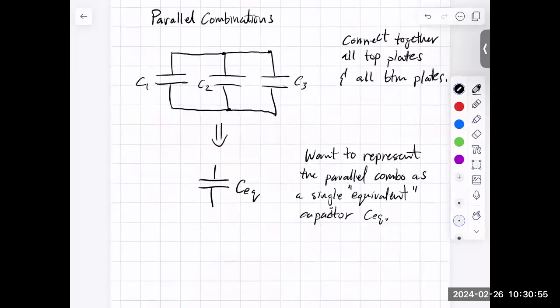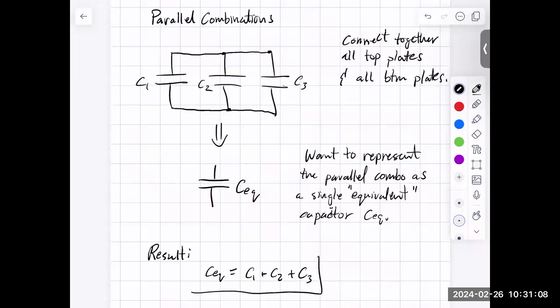So for parallel capacitors, the result is that C equivalent is just the sum of the individual capacitors. C equivalent is given by the sum of each of the parallel capacitances.